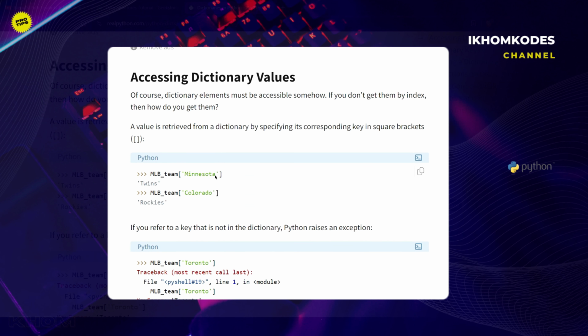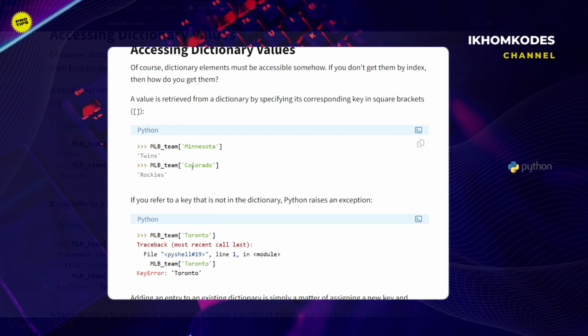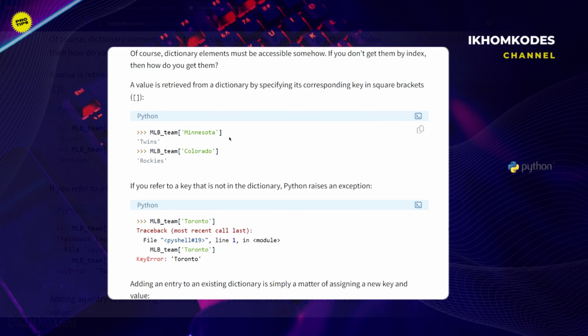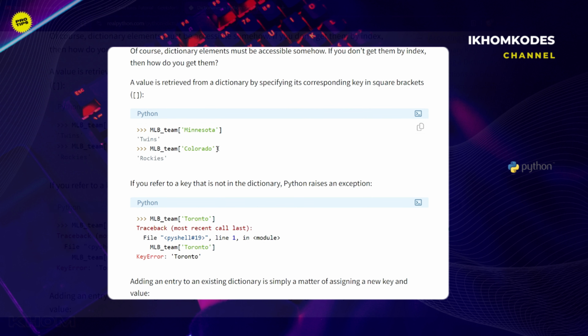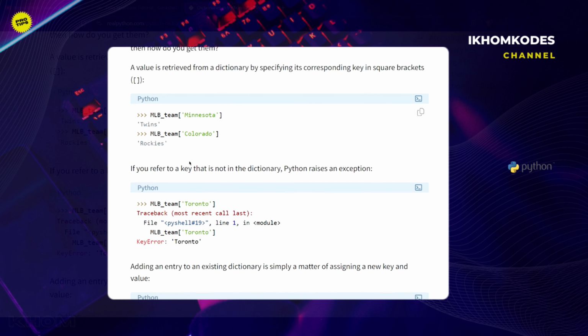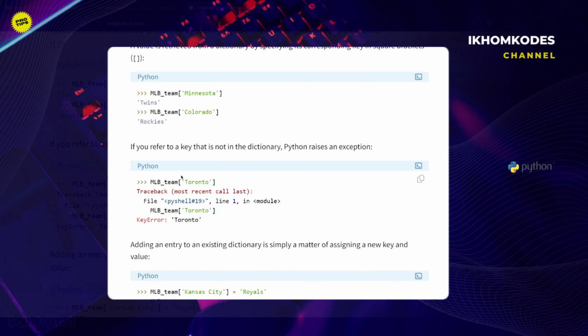Okay, accessing dictionary values. Of course, dictionary values must be accessible somehow. If you don't get them by index, then how can you get them? A value is retrieved from a dictionary by specifying its corresponding key in square brackets, right? So MLB team Minnesota gives the Twins. This is how you can access the data. So MLB team Colorado, you get Rockies. If you refer to a key that is not in the dictionary, Python raises an exception. MLB team Toronto, there's an exception, right?